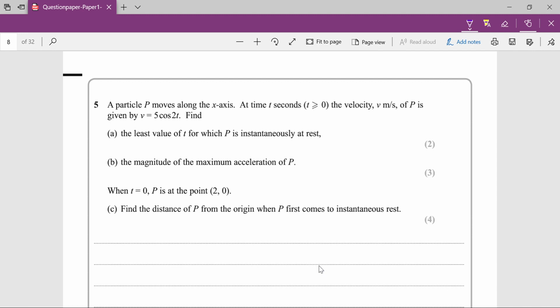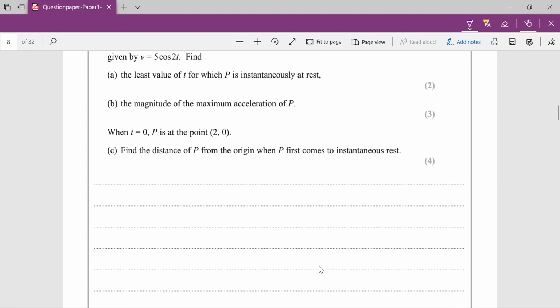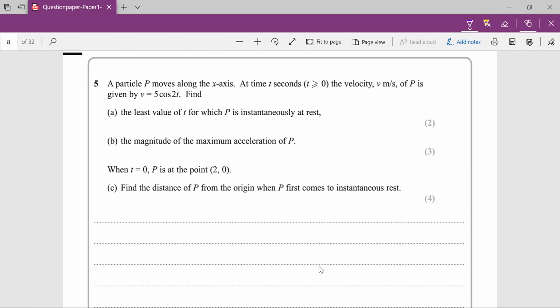Alright, so question 5. A particle P moves along the x-axis at time t seconds. The velocity of P is 5 cos 2t. Oh my goodness, this is quite the particle we have here. So, first we must find the least value of t for which P is instantaneously at rest.